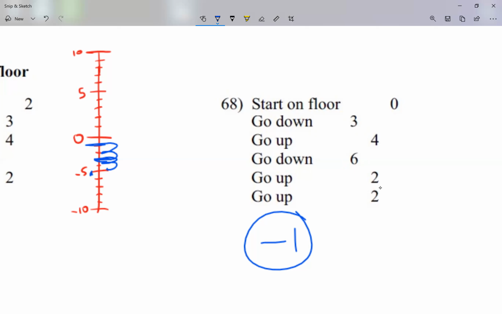Okay. Now let's take a look at number 69. It says, what is the ending balance of the following bank account? So we're going to start with a certain amount. In this case, we're going to begin with $254. We're going to withdraw and deposit money. Withdraw means we're going to take money out, so it's going to be minus. Deposit means we're going to add money to the account, so it's going to be plus. So deposit is plus, withdraw is minus.